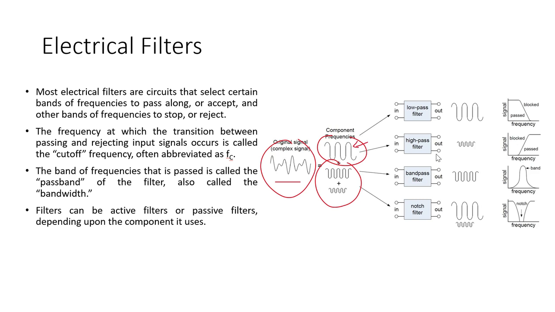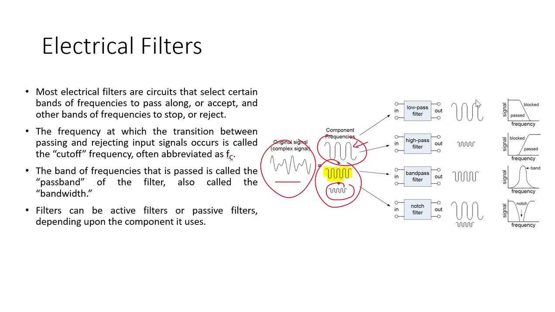If we give it to a high pass filter, the higher frequency will be allowed to pass through this filter. If we allow the band to pass, then only the intermediate frequency, which is right here, will be passed, and the signals of the rest of the frequencies would be rejected.